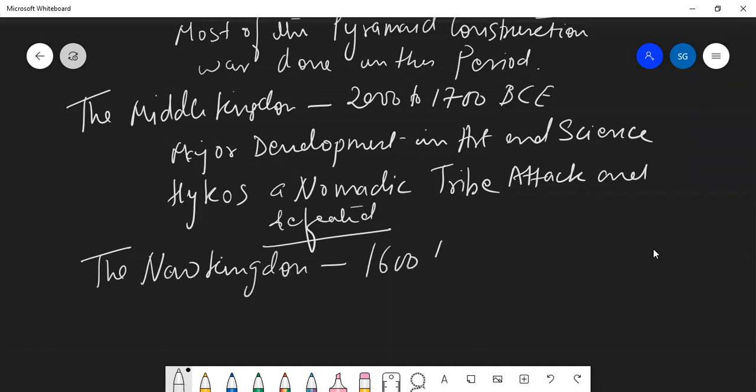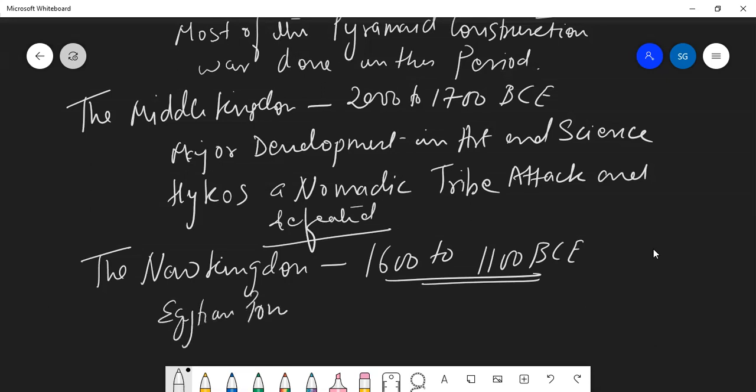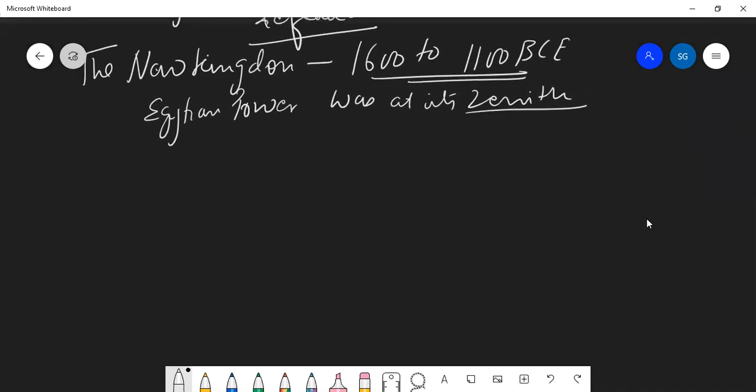Coming to the New Kingdom, the time period is 1600 to 1100 BCE. This was the most advanced stage, when Egyptian power was at its zenith, and they captured many parts of the region. The New Kingdom was the last phase of the Egyptian civilization. Thereafter, they were attacked by other kingdoms like the Babylonians.